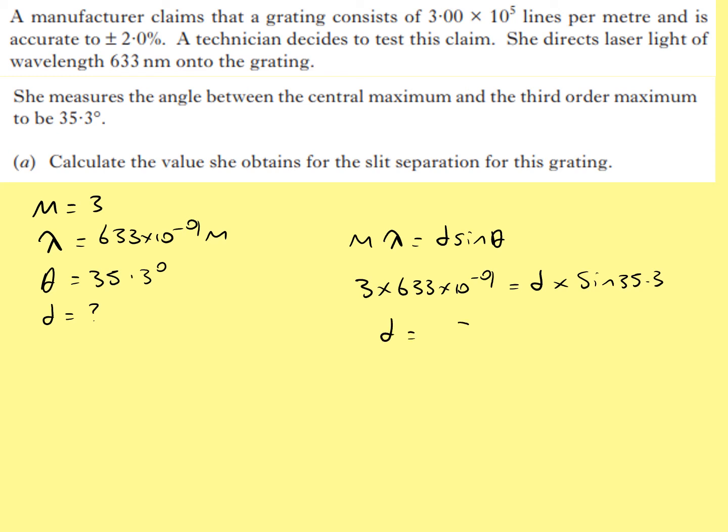d is equal to 3 times 633 times 10 to the negative 9 divided by sine of 35.3 degrees, giving us a separation of 3.29 times 10 to the negative 6 meters.